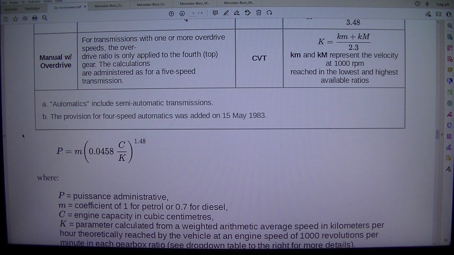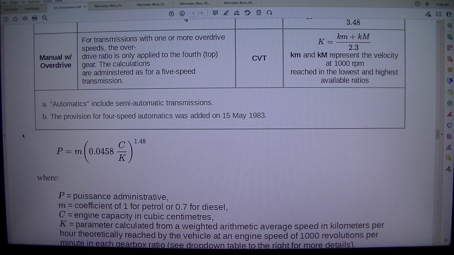Where equals puissance administrative, equals coefficient of 1 for petrol or 0.7 for diesel, equals engine capacity in cubic centimeters, equals parameter calculated from a weighted arithmetic average speed in kilometers per hour theoretically reached by the vehicle at an engine speed of 1000 revolutions per minute in each gearbox ratio. See drop-down table to the right for more details.